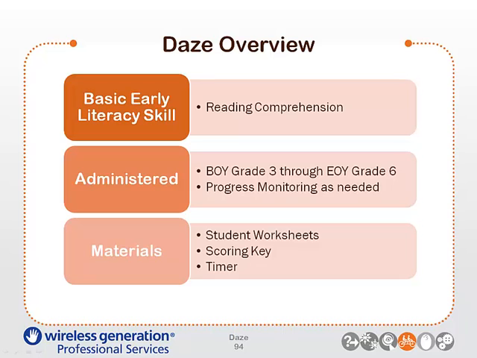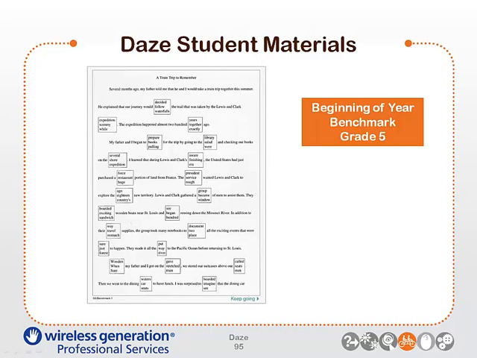Daze is administered at the beginning of the year, grade 3, through the end of the year, grade 6. You can also progress monitor Daze as needed. The materials needed for Daze are student worksheets, scoring key, and a timer. The student materials for Daze.